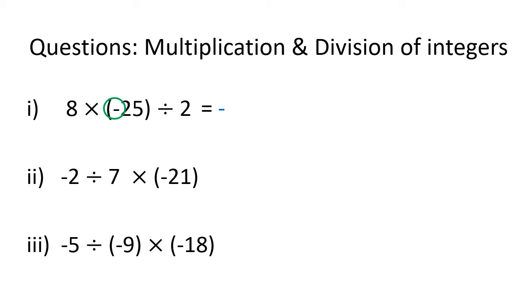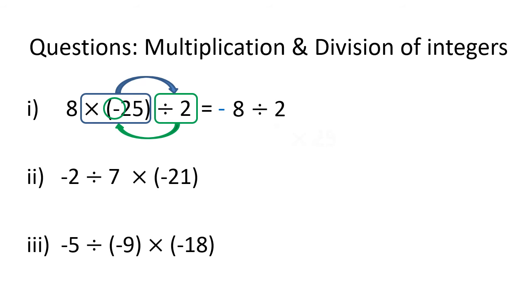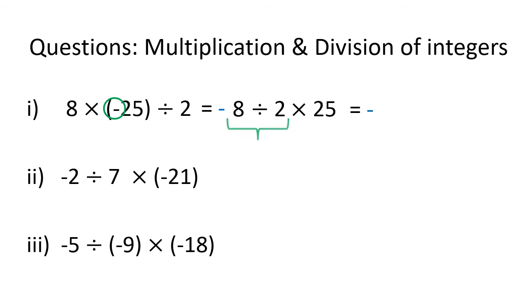But let's try switching the operations because they're in the same order of operations. 8 stays the same, and we have divided by 2 and then times 25. We still have the negative sign, and 8 divided by 2 is 4, and then times 25. The negative sign is still there, and 4 times 25 is 100. So the answer is -100.